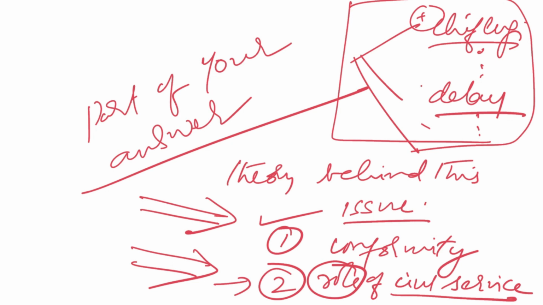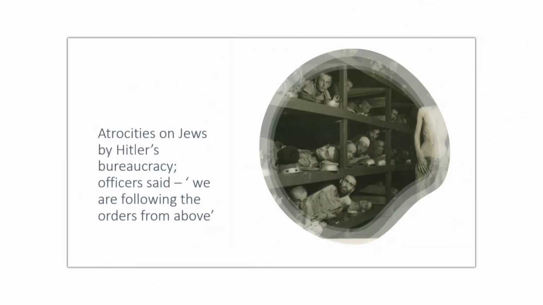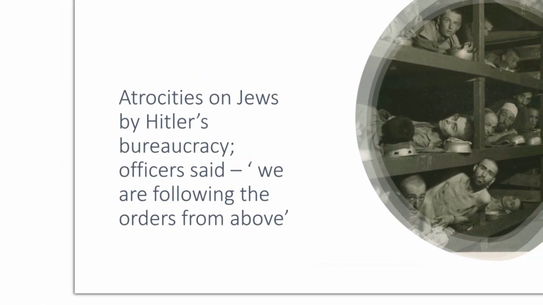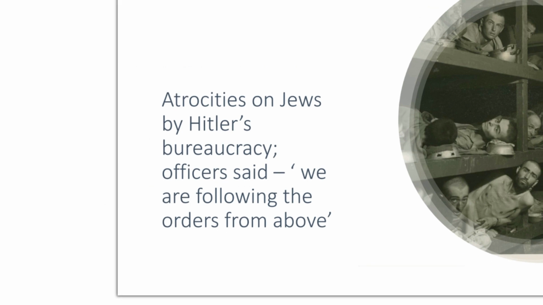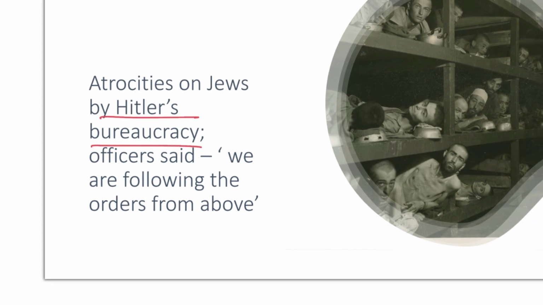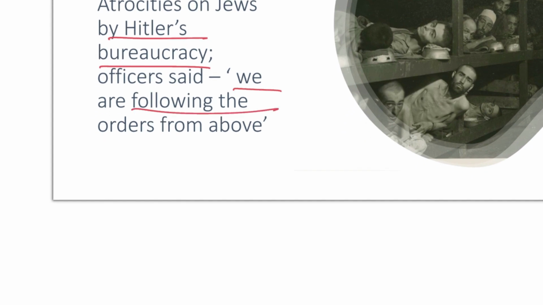But briefly, let us discuss what comes under conformity studies. First of all, why are the conformity studies important? Why were they started? You know, Hitler's bureaucracy committed atrocities on Jews. But after World War II, when officers defended themselves, they simply said, we were following the orders from above. So millions of Jews were killed by officers who were simply following the orders from above.